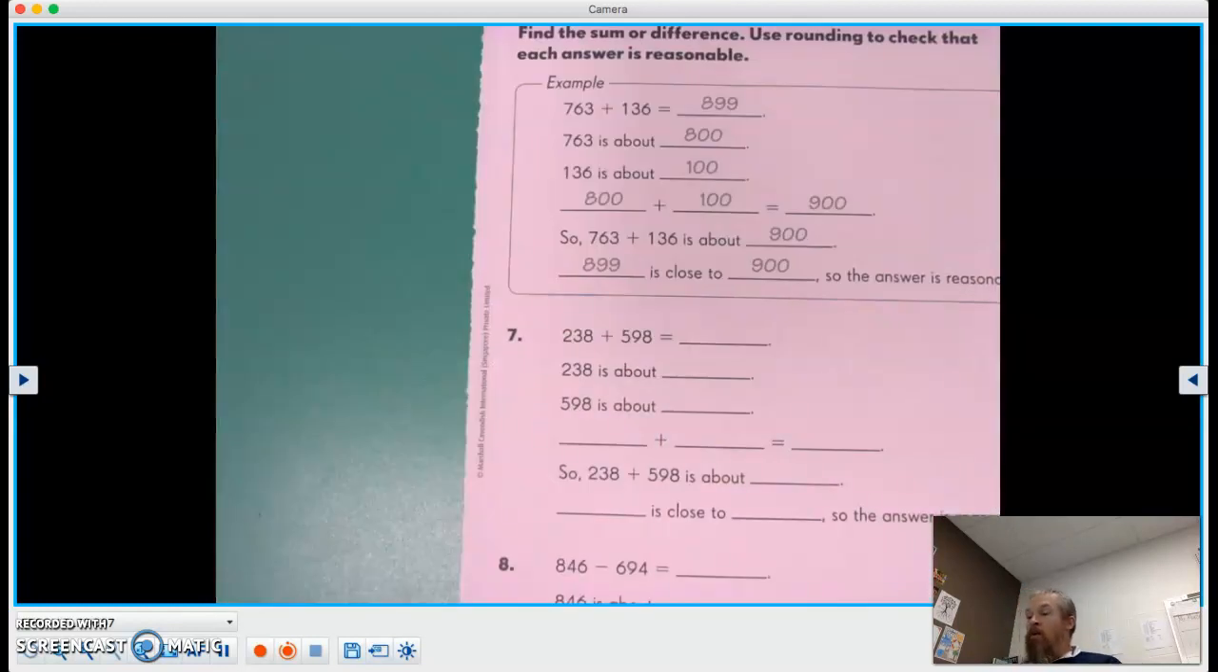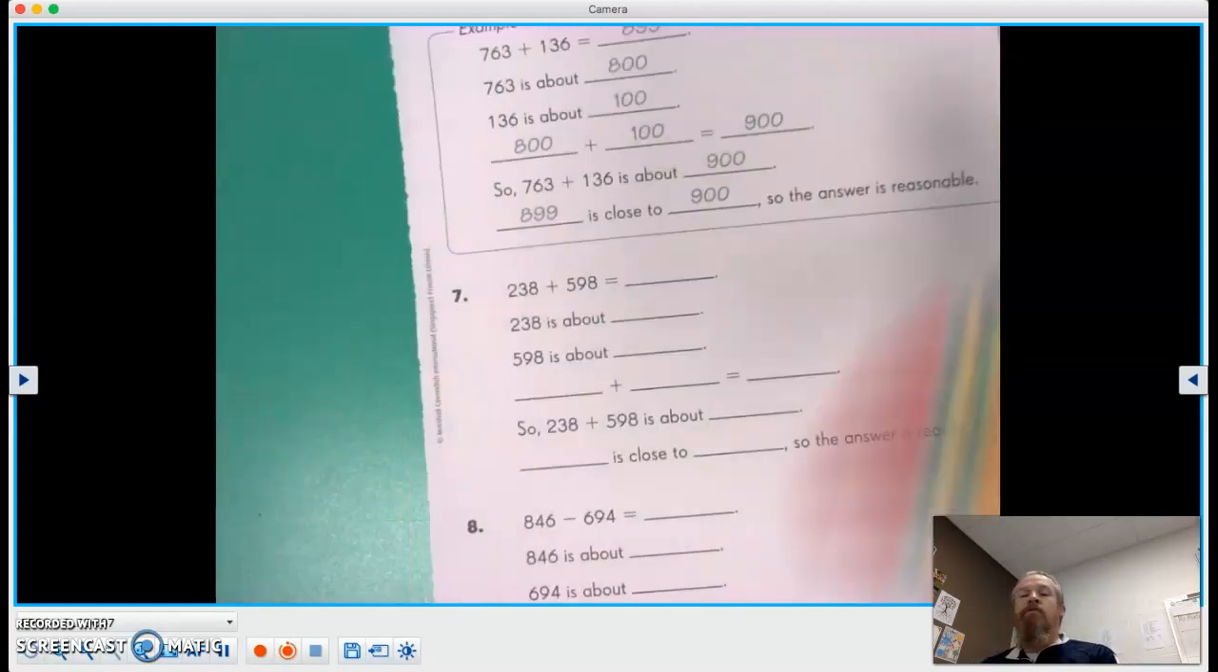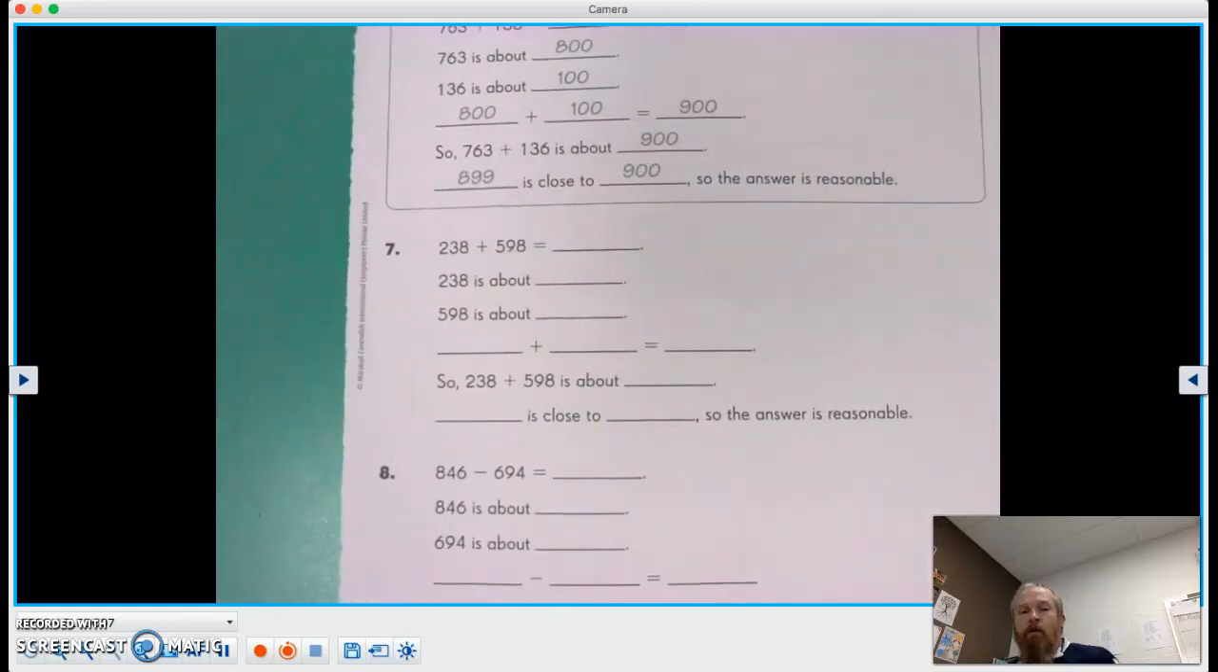Let's move on now. And we are going to move up to page 29. This says, find the sum or difference. Use rounding to check that each answer is reasonable. This is a big one I see a lot of us do often. So let's go ahead and do our best with this one.